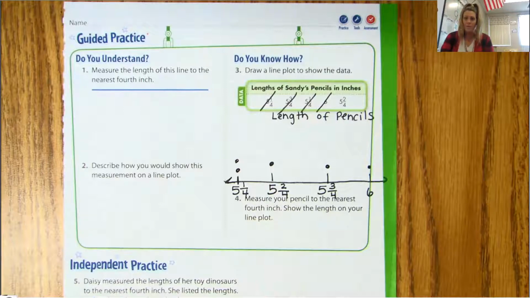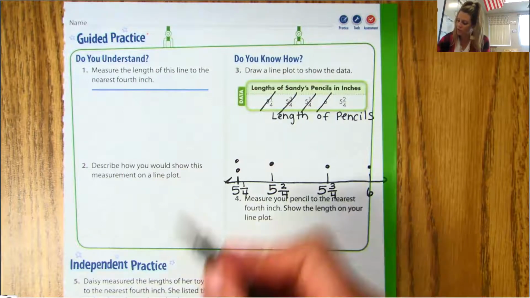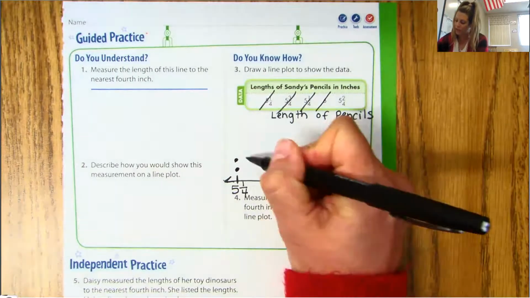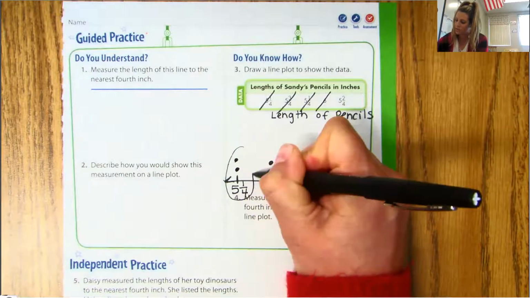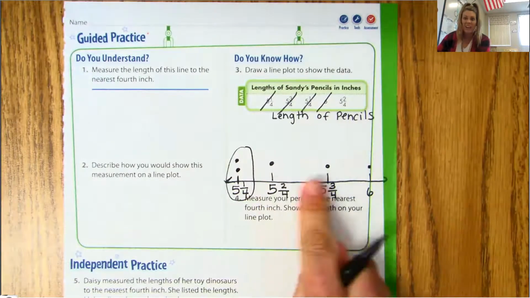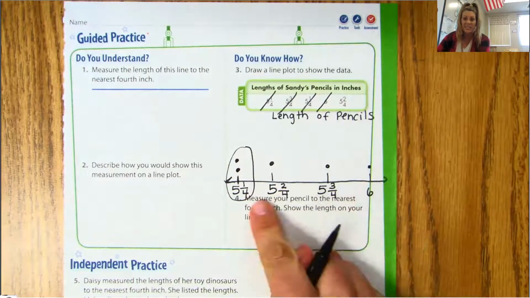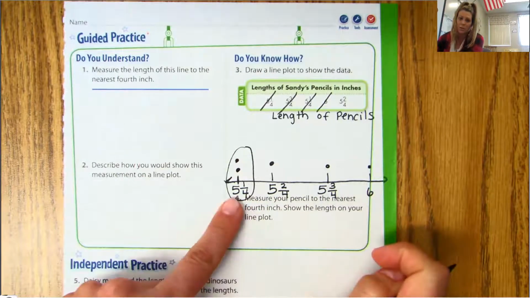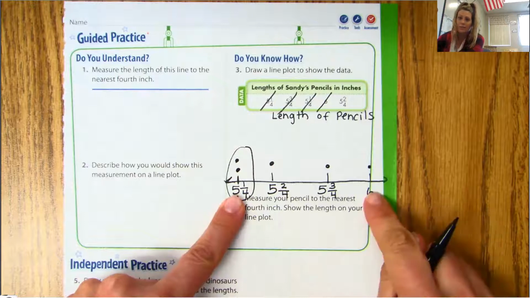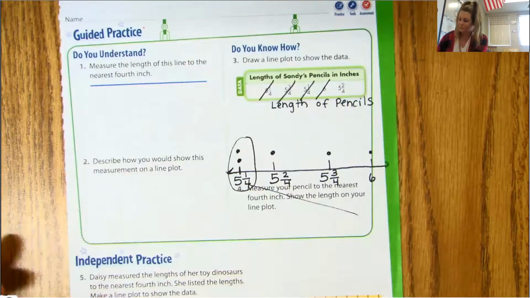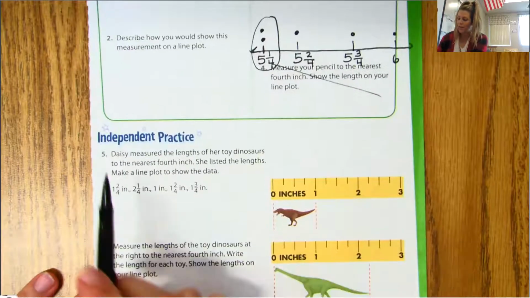Well, remember, the most is going to be the tallest tower, right? So the length that occurred the most was 5 1/4. And then we're kind of at a tie between the least here, right? And we know this is our smallest measurement and this is our greatest measurement. Okay, we don't need to do number 4. Let's go ahead and look at number 5.